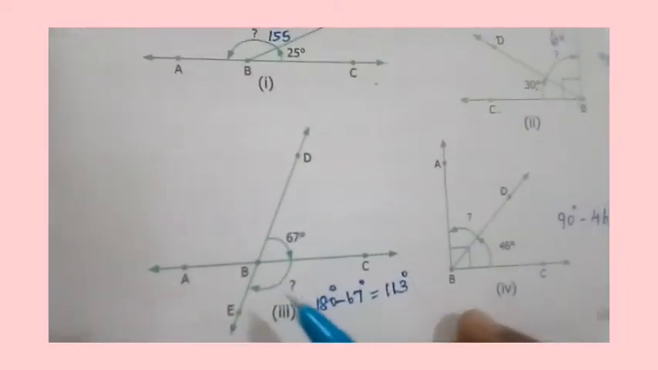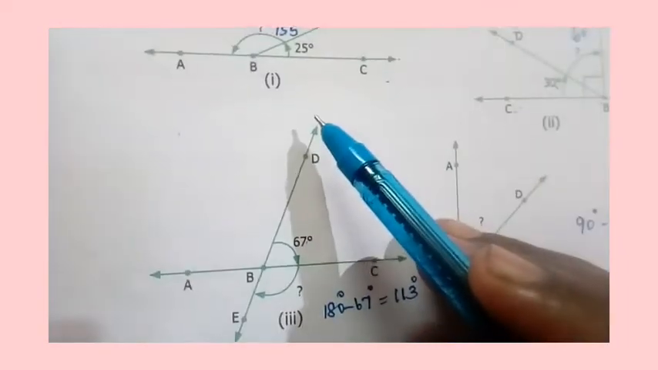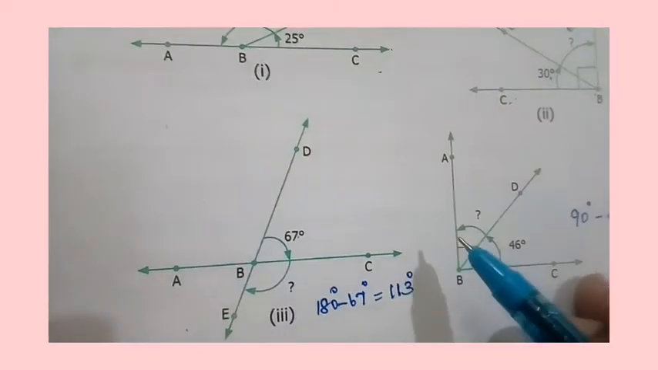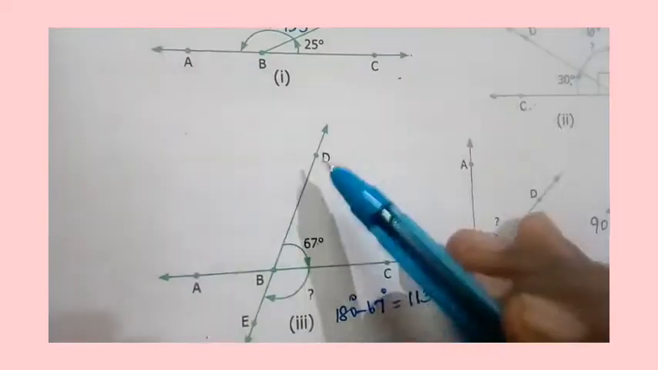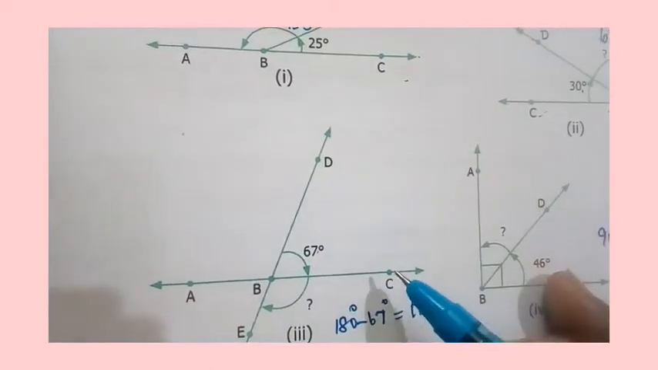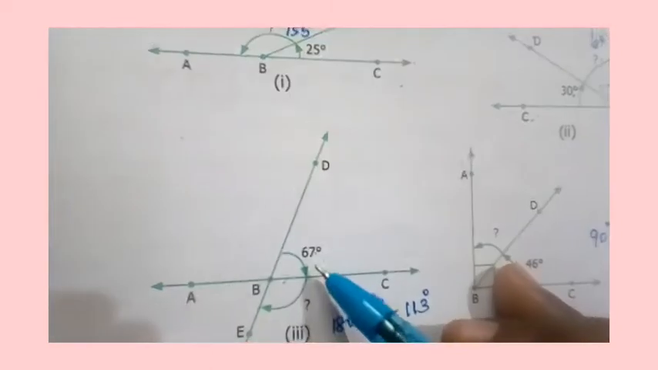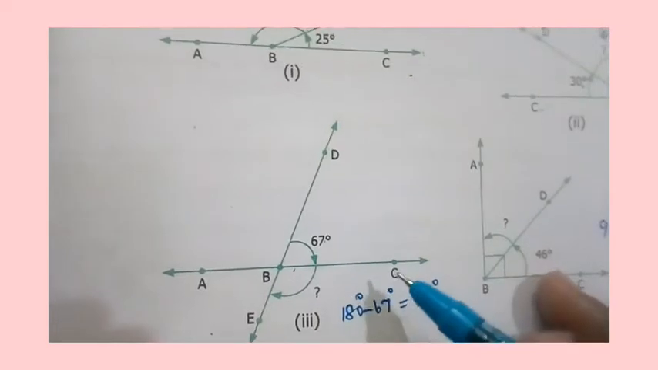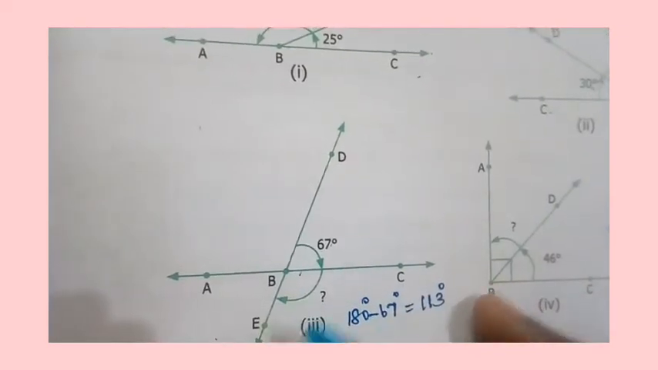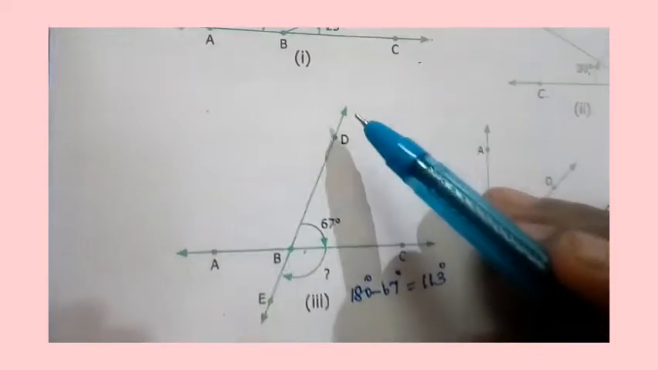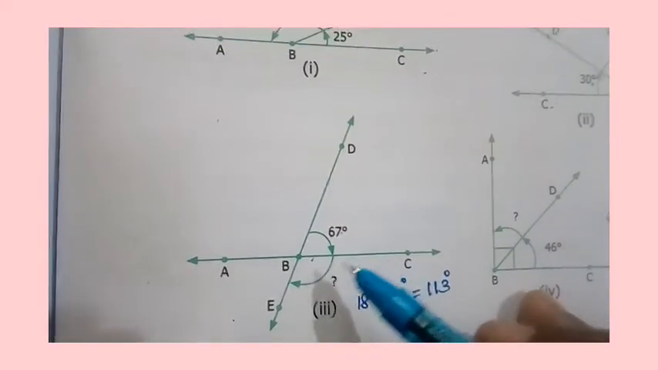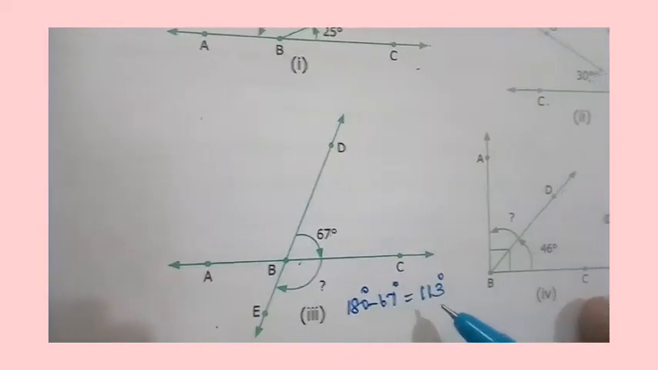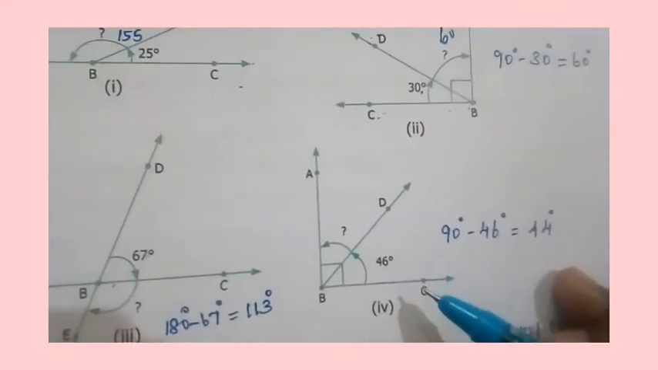Next, the third one. Here two rays are given, like two straight lines. Now consider angle CBD equal to 67 degrees. We want to find CBE. It is a straight line, so the straight angle is 180 degrees minus 67. So that is 113.